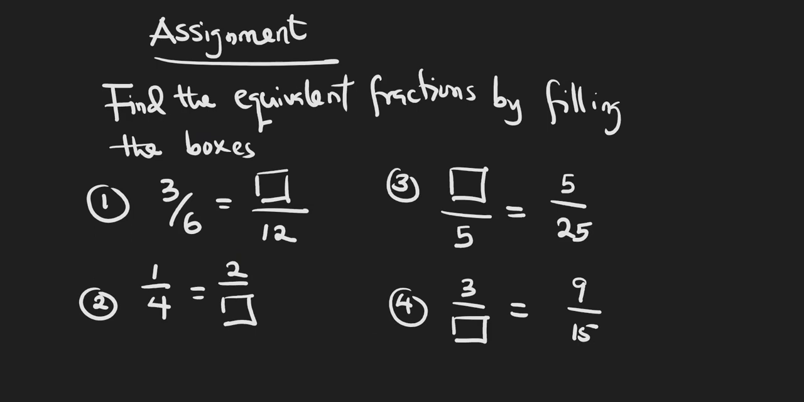All right, students, before I finish up the lesson, I have an assignment for you here. You are to find the equivalent fractions by filling in the boxes. Remember, the first thing to do is to always cross multiply, make the unknown a letter, and divide both sides. You will always get the equivalent fraction. So try this. Make sure you practice more problems because it's going to make you a better person. Remember that practice makes perfect.